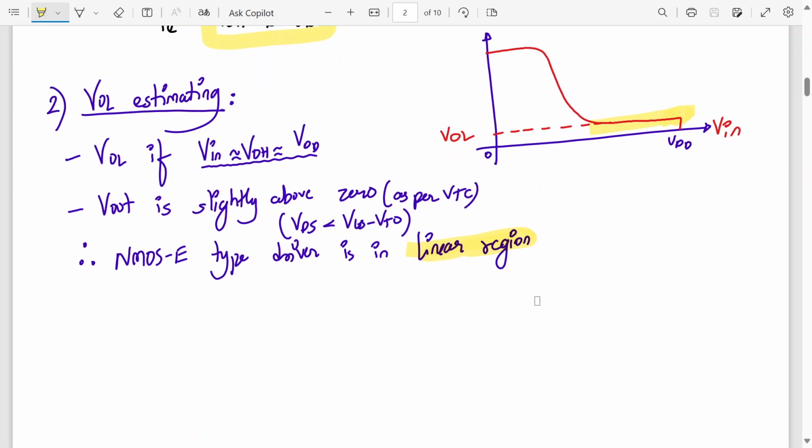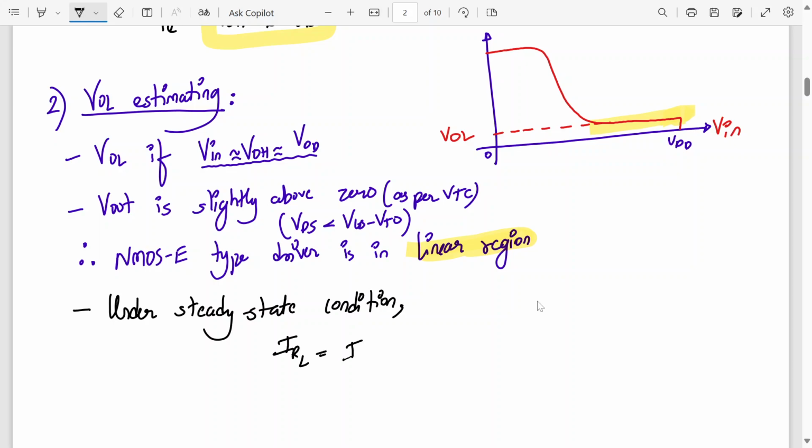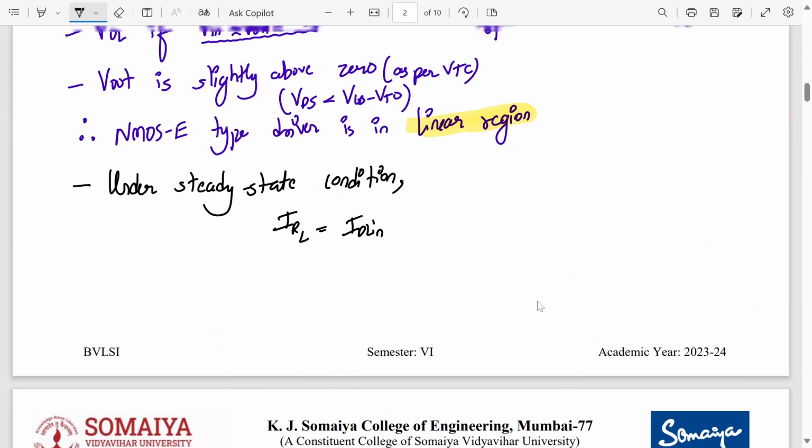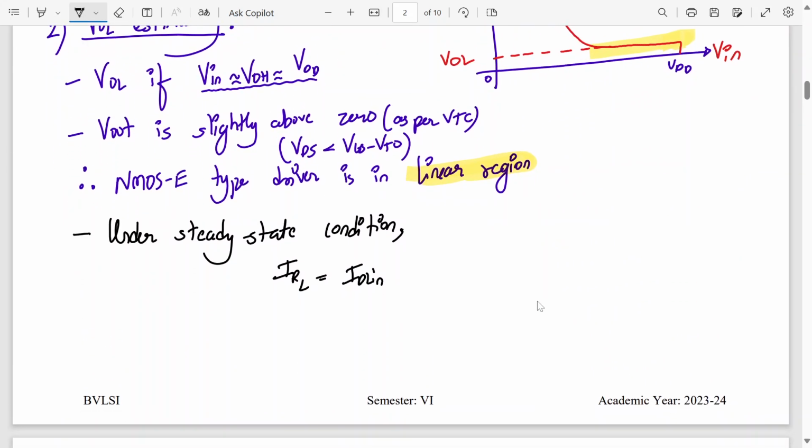Now we can say, keep on writing please along with me. Under steady state conditions, IRL is equal to ID linear. Alright. Now we substitute the value of IRL. What is IRL? From the last expression we have determined that it is VDD minus V out upon RL.